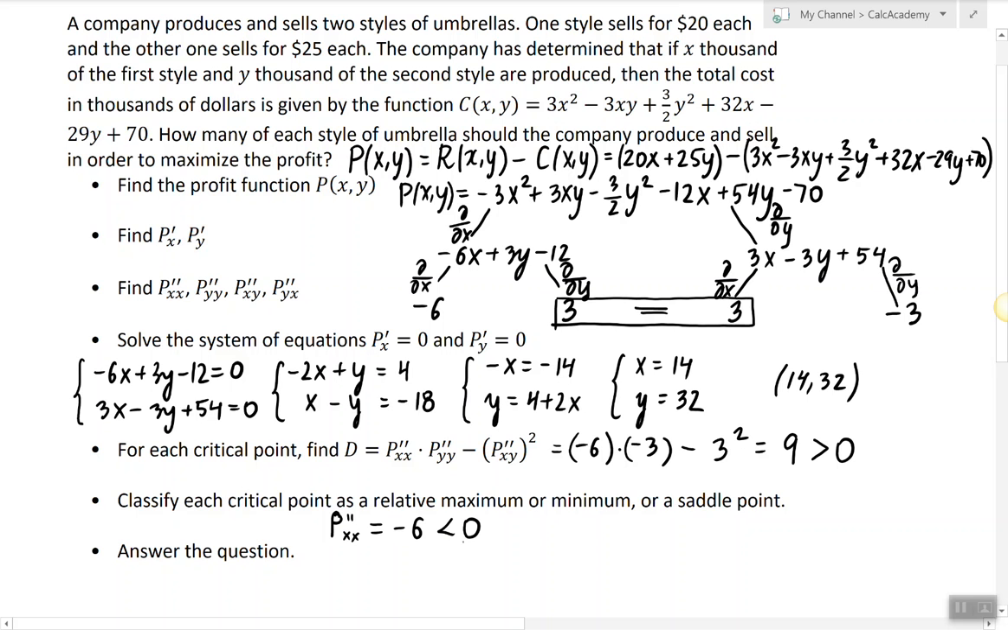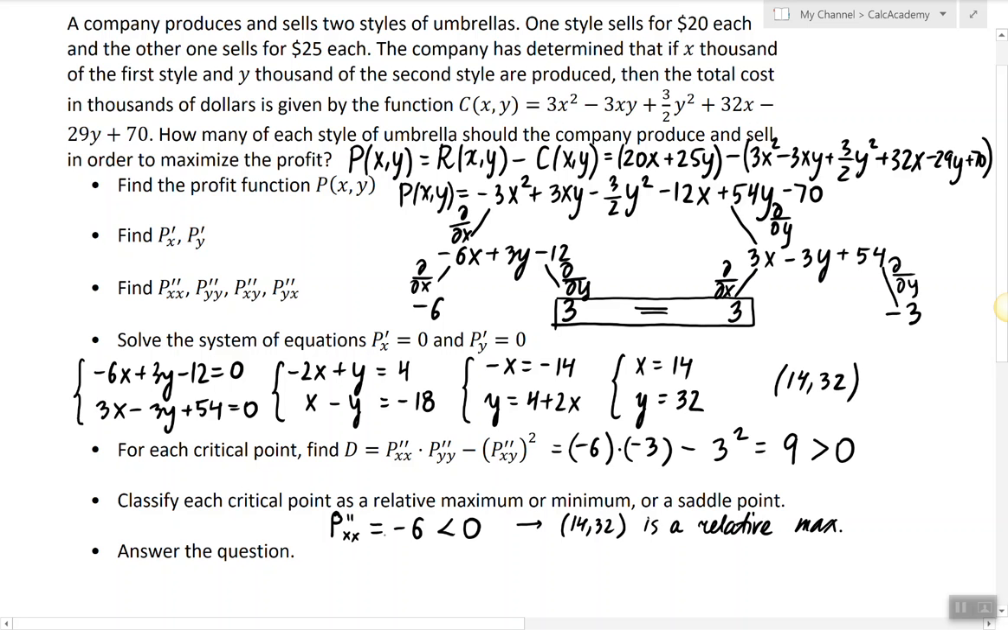And since -6 is less than 0, we classify this critical point as a relative max.